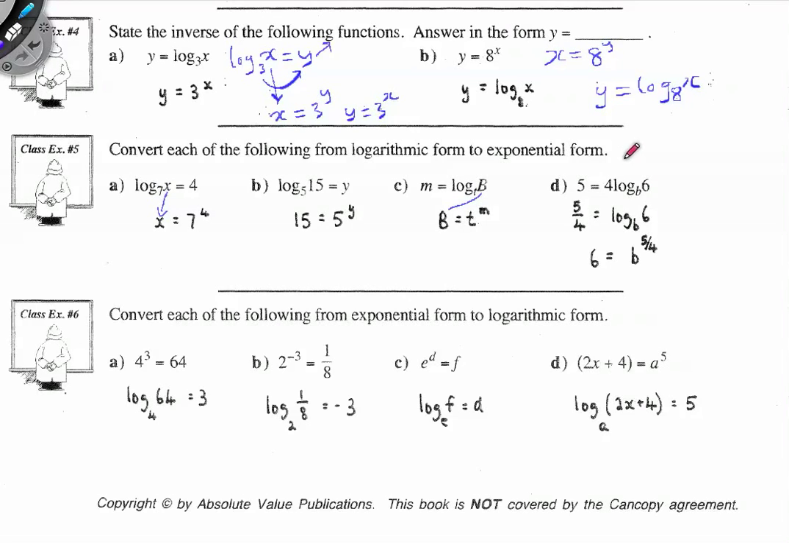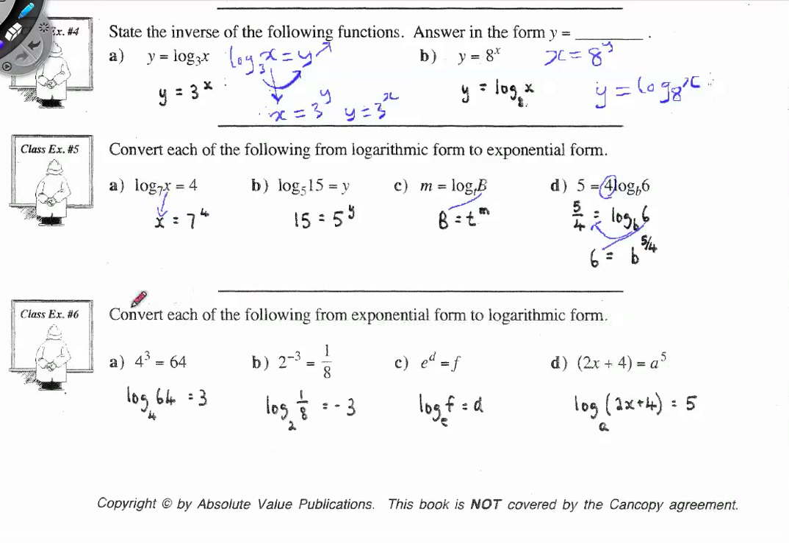This one, with an added little technicality here, we should deal with this 4 first, because we just want a single log of a certain number. So let's divide both sides by 4, and we'll get 5 over 4 is log 6 base b. Now we can drop the 6 down, and the b comes over and bumps the 5 over 4 up. You drop, swing, and bump that up. And here's your answer.